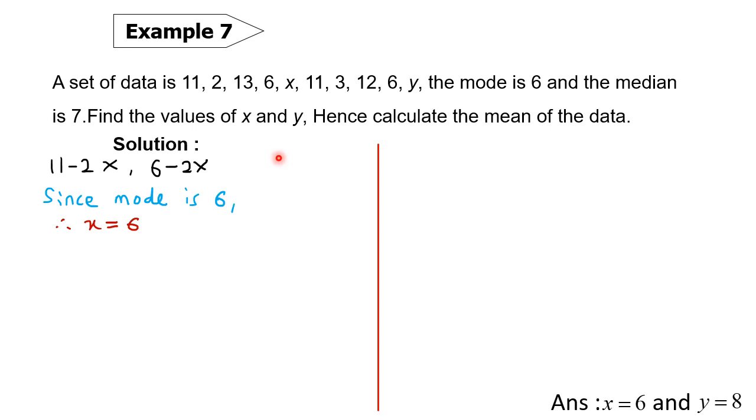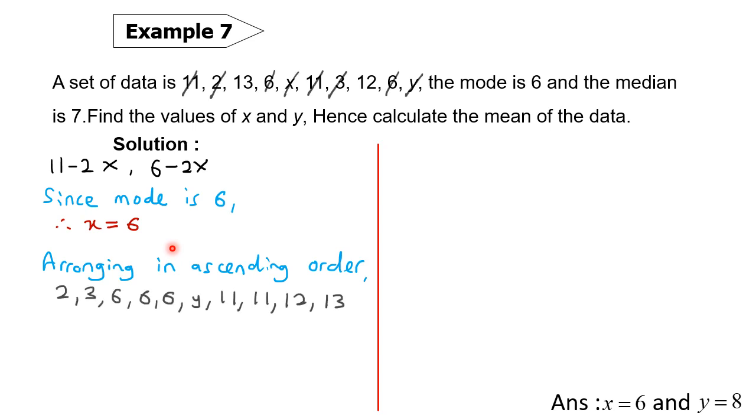Alright, next, after we determine the value of x would be 6, find y if the median is 7. So after we find out x, you have to arrange in ascending order. So we put y right after 6, because it stated that the median is 7.